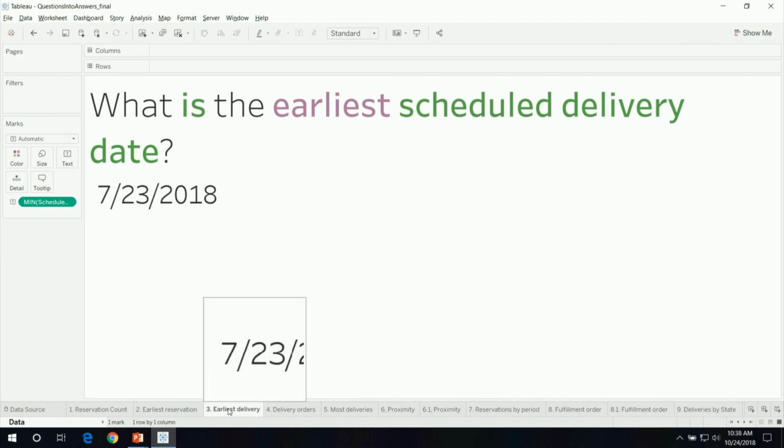Similarly, I want to know what's the earliest scheduled delivery date. So again, I have a min. In this case, I'm using the scheduled date instead of the reservation date in order to figure out what it is I'm measuring.